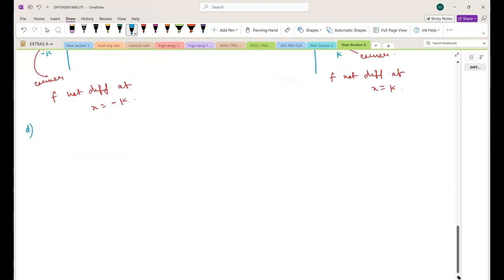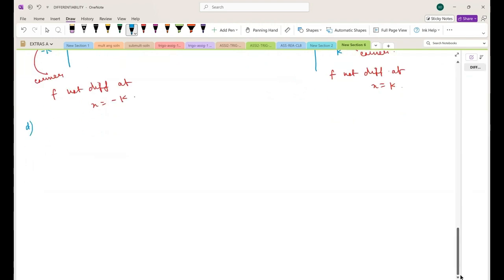Now, there is another intuitive idea that helps us to determine without actually calculating, that is, a function f will not be differentiable at a particular point c if the slope of the tangent at that point is not finite.